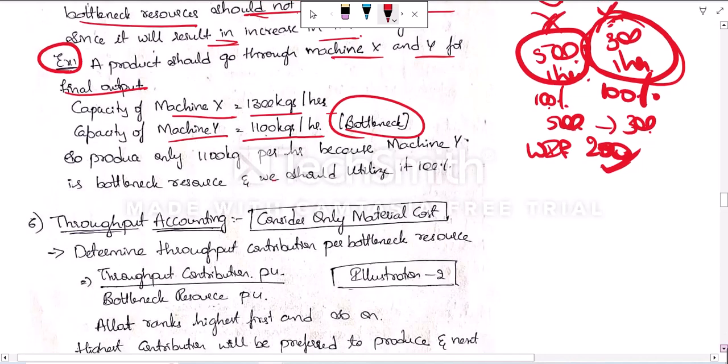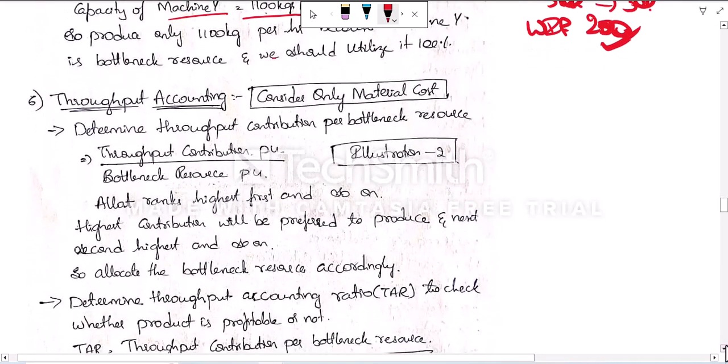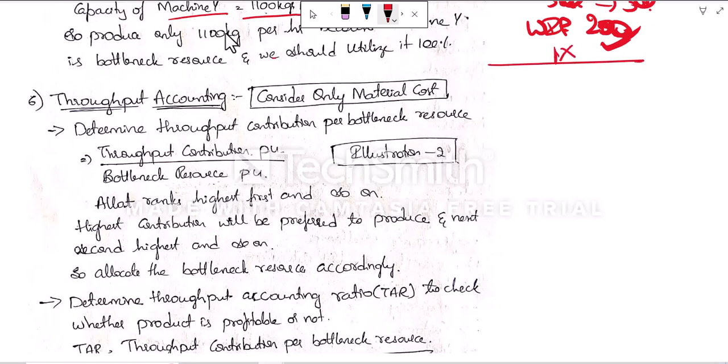Okay. Next, throughput accounting means when we have a bottleneck resource, how we should allocate that, what we should do with that bottleneck resource, what product we need to produce with that bottleneck resource. See, this is generally done when we have a bottleneck resource like machine X, and we need to give that to A, B, C. All the 3 products require machine X. What we should do now? We should calculate contribution, because we should give the bottleneck resource to the product which gives higher contribution.